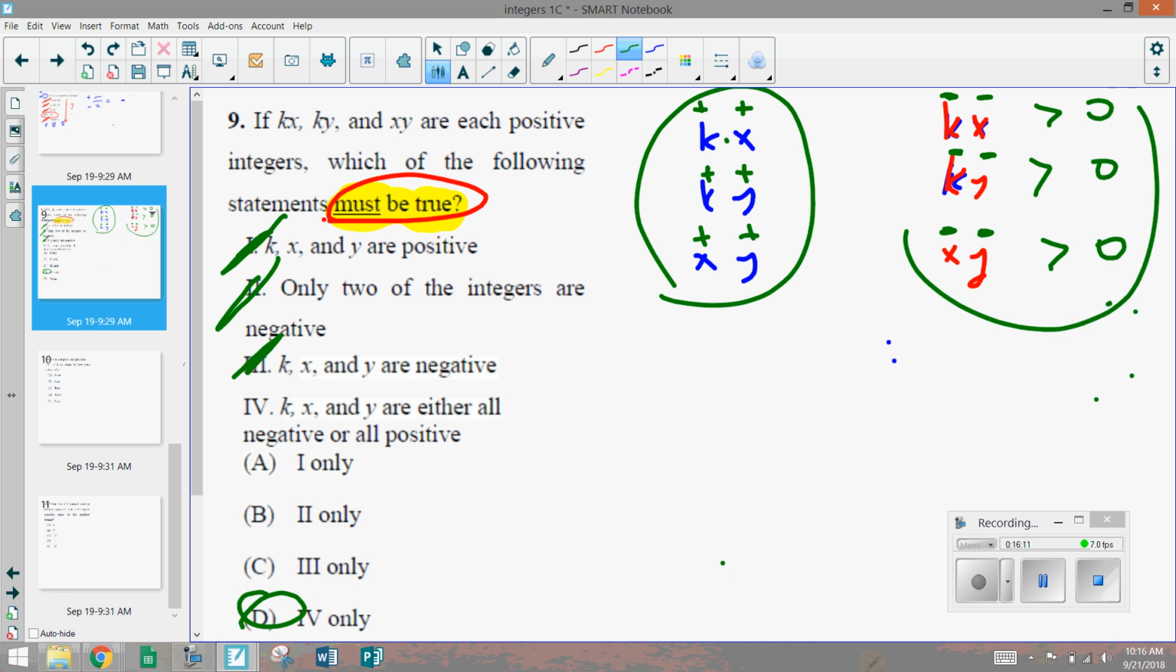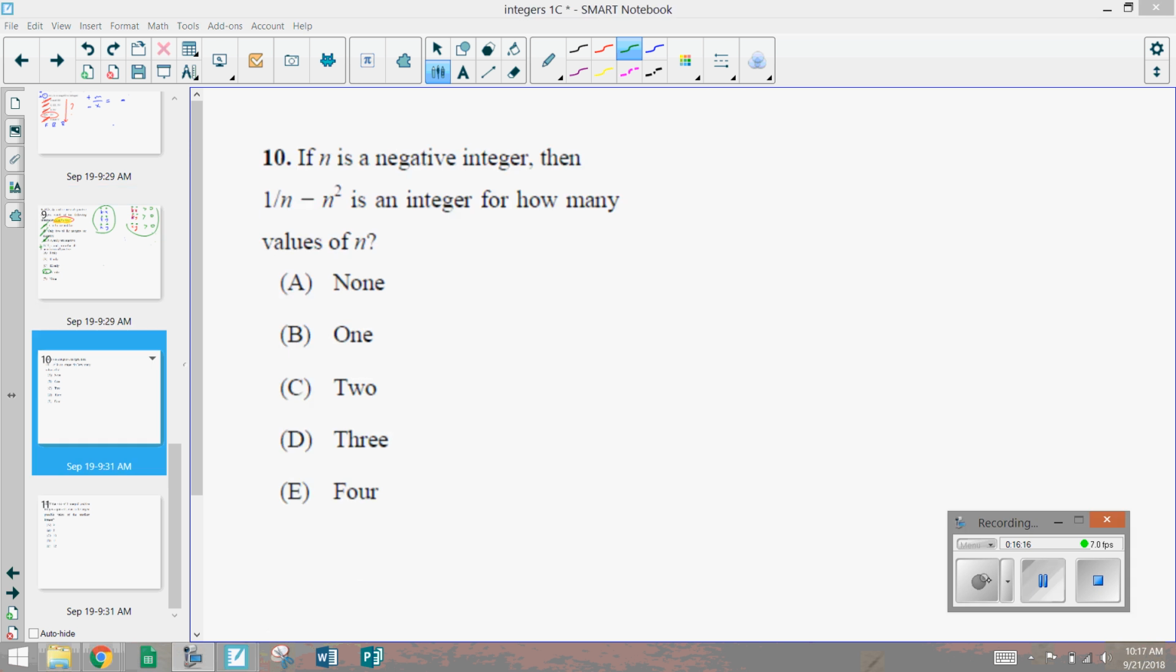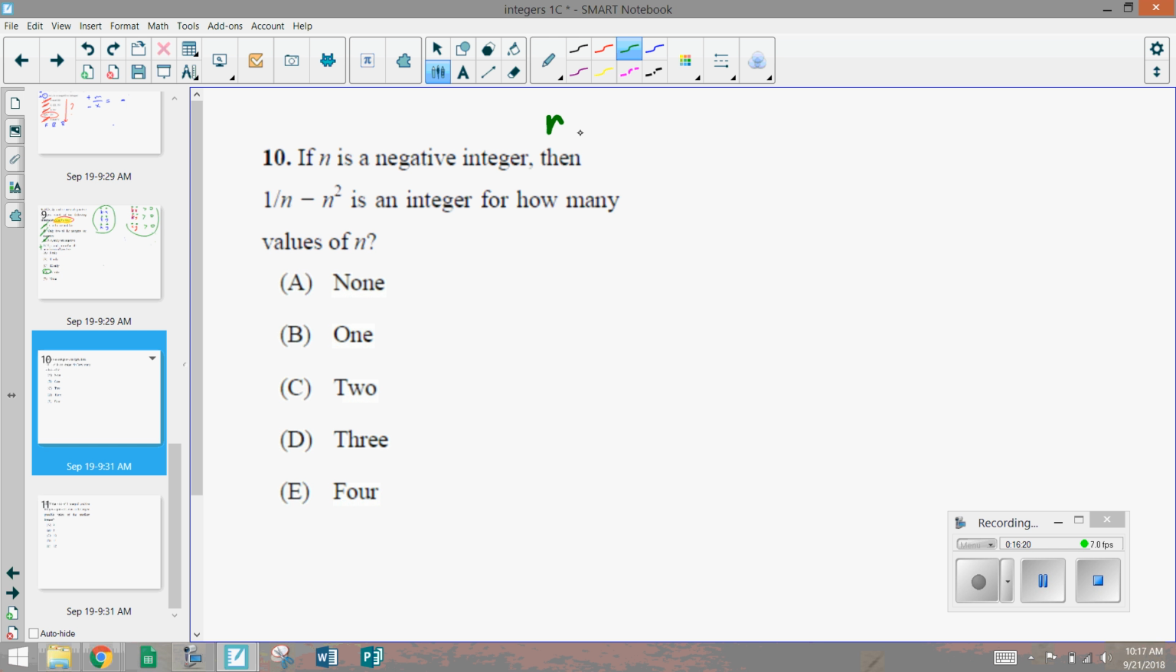Either positive or negative. What do you call n? N is negative 1? Yeah. Okay, let's try. N is negative integer. 1 over n is negative 1 minus n squared. Negative 1 squared equal positive 1. That makes negative 1 minus 1 is equal to 0.